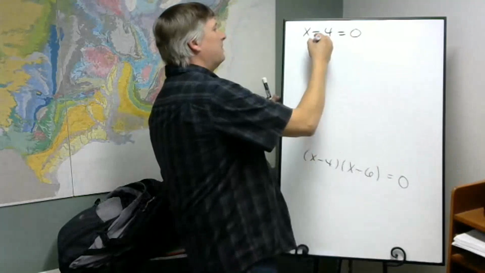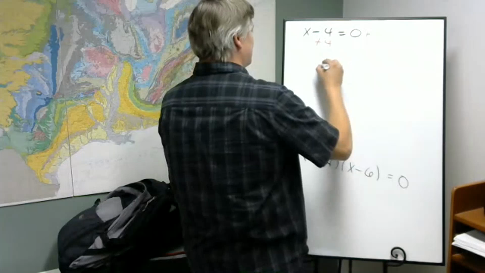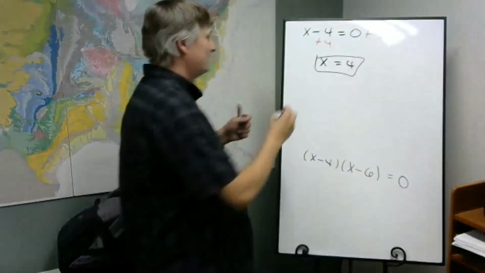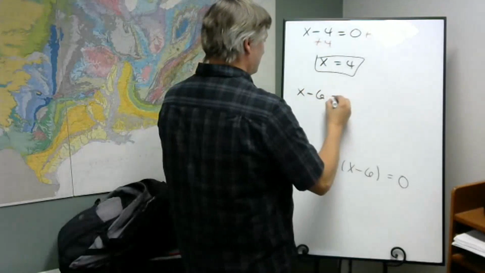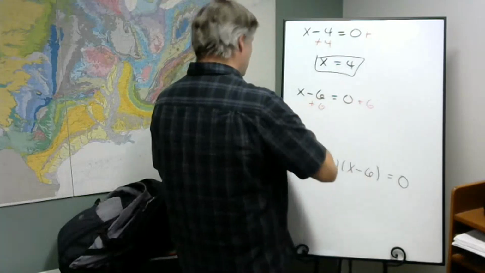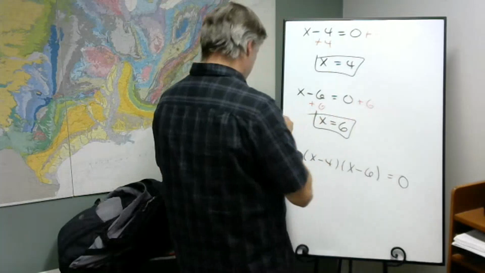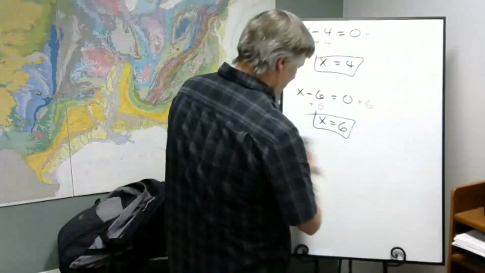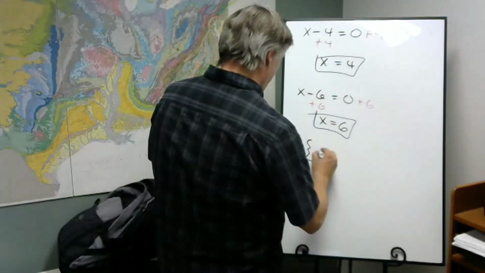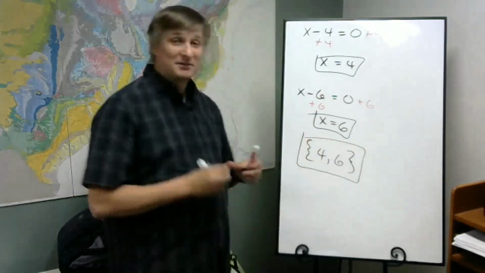Again, add 4 to both sides. Where x is 4. And for this one, so our answers are 4 and 6, or 4, 6 as a set.